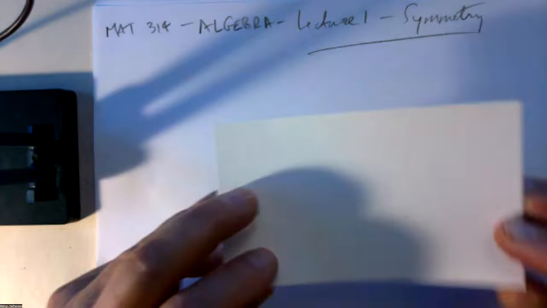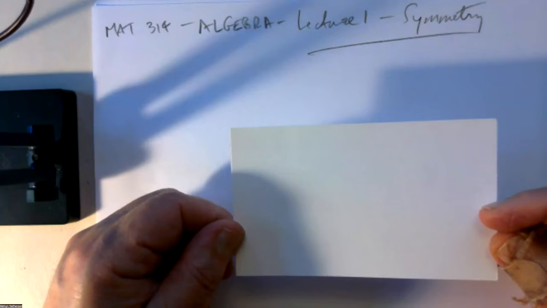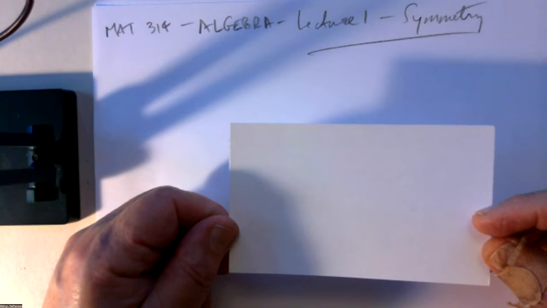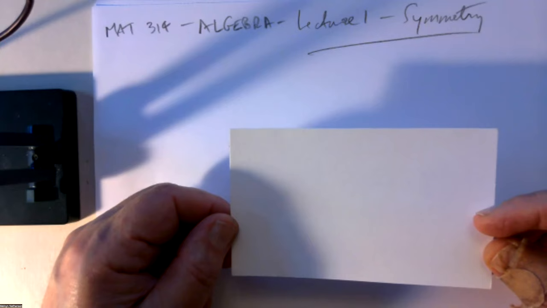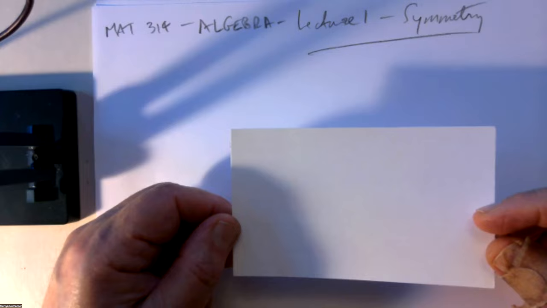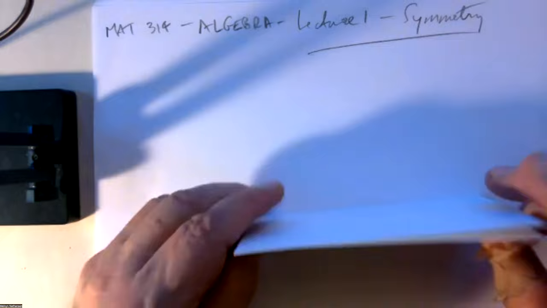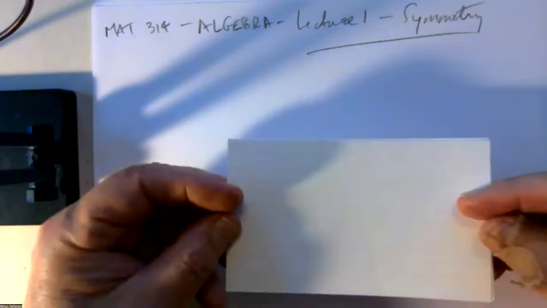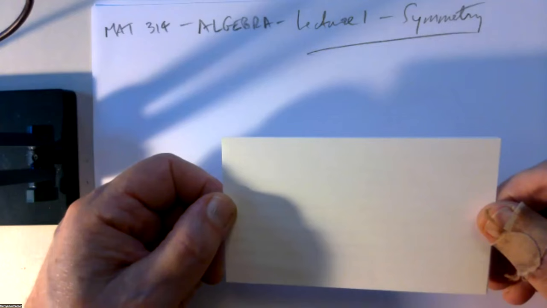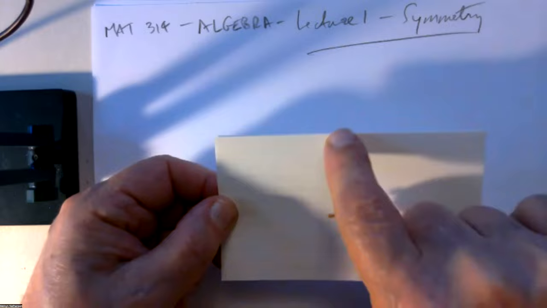Okay. Here is a card, literally a 3x5 card. What are some of the things you can do to this card that keeps it looking exactly the same? Well, you could rotate it through an axis through the center. Like this. And it's the same card. You can't tell whether or not I rotated it if you didn't see the physical motion. Or you can rotate it through a line through the center parallel to the short sides.